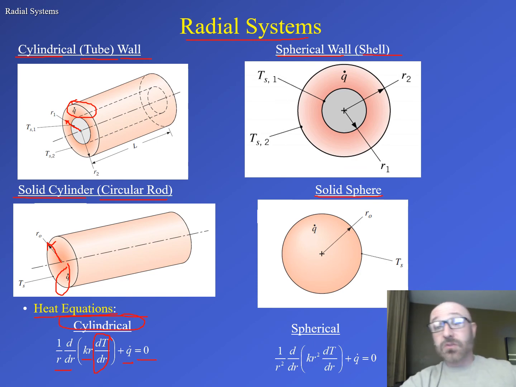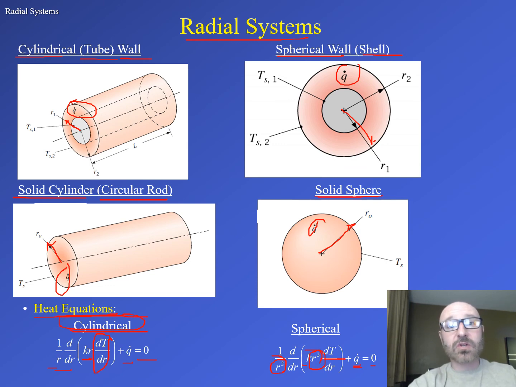Now for our spherical, we have 1 over r squared. So we can see that this is a squared term. It's still d/dr. Then we have k r squared, as compared to just our regular r, times dT/dr, plus our Q dot is equal to 0. Again, there's our radius coming out from the center, and our Q dot term. So the only real difference between cylindrical and spherical is this r squared term that we're seeing at the beginning for the spherical versus the cylindrical.